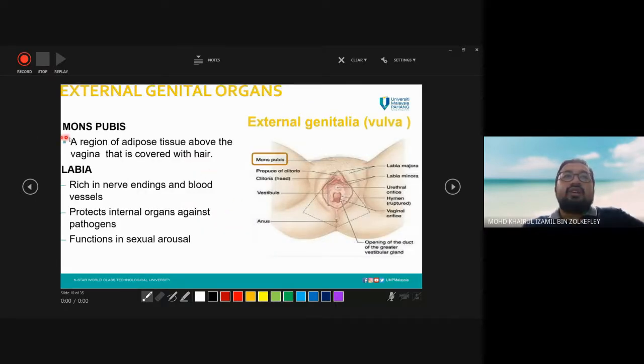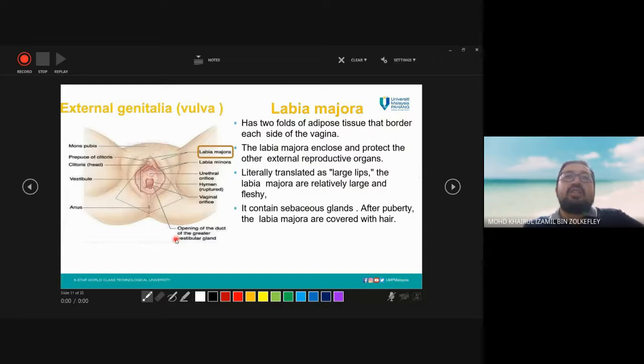Okay, so mons pubis, a region of adipose tissue above the vagina that is covered with hair. Okay, and then kita ada labia majora and minora, which have nerve endings and blood vessels, protect internal organs against pathogens and function in sexual arousal. Okay, so labia majora has two folds of adipose tissue that border each side of the vagina. The labia majora enclose and protect the other external reproductive organs, literally translated as large lips.